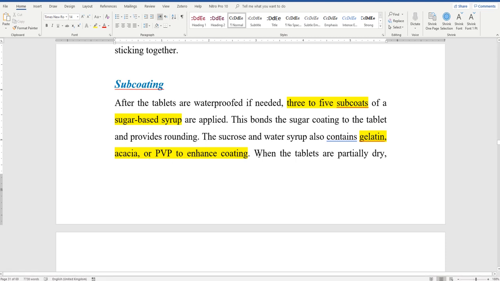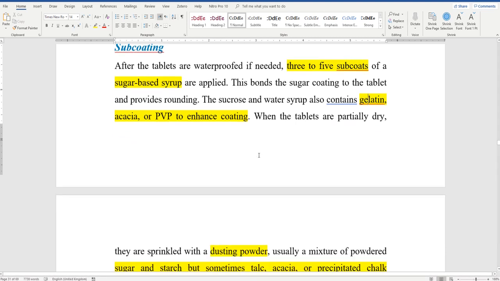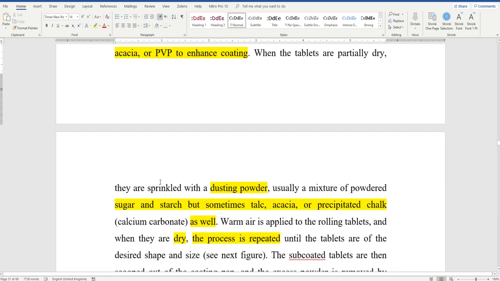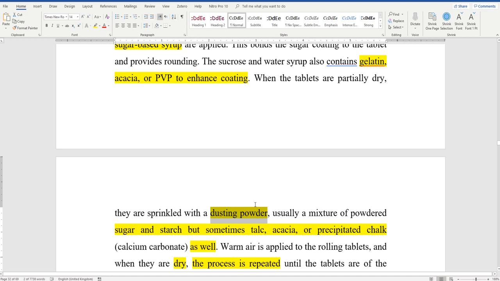Now after applying the coating, okay, we start drying these tablets. When they are partially dry, yani not completely dry, they still have some moisture on them, then we need to sprinkle a dusting powder. Now the dusting powder's job here is to help in drying, to help prevent sticking of the tablets together, okay. So this dusting powder can be a mixture of sugar and starch, and may also contain talc, acacia or chalk, اللي هو الكالسيوم carbonate.